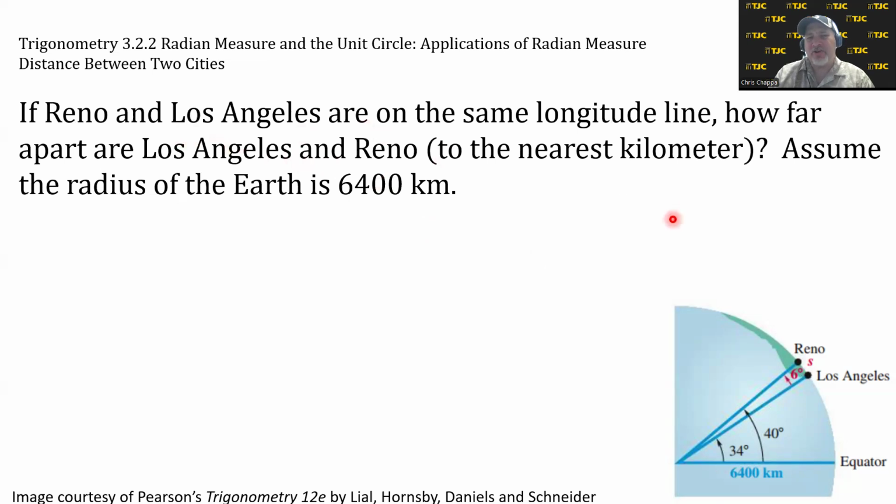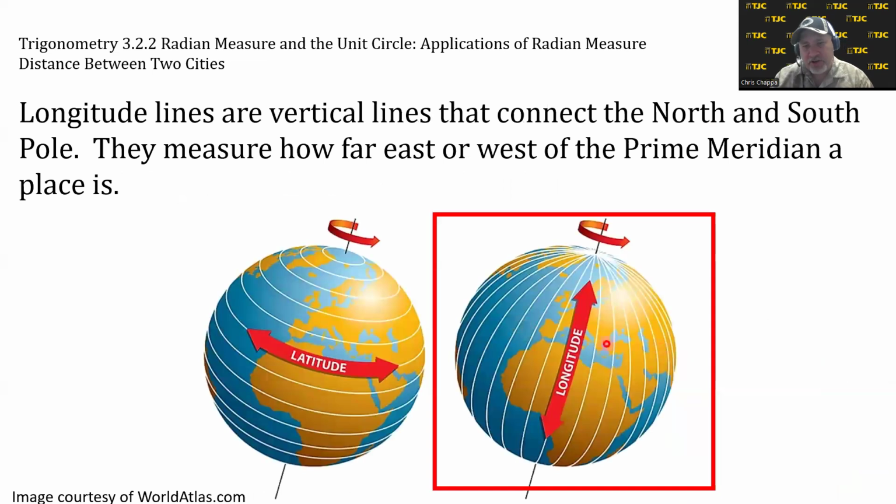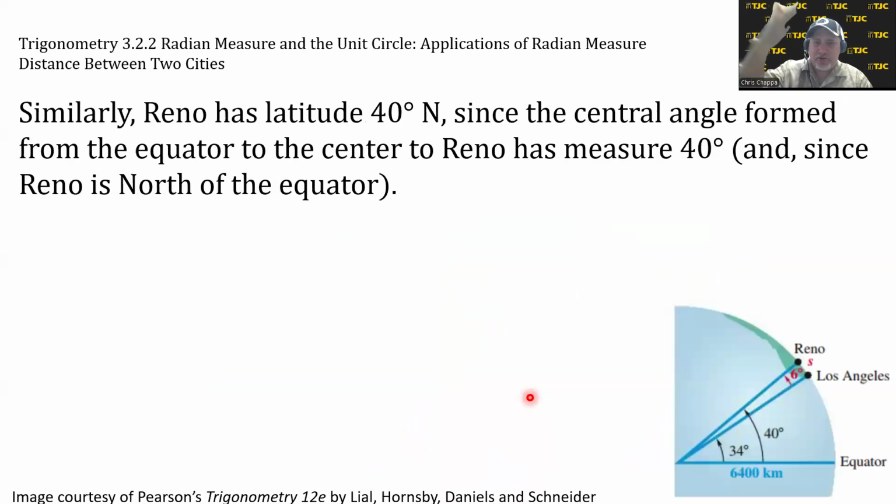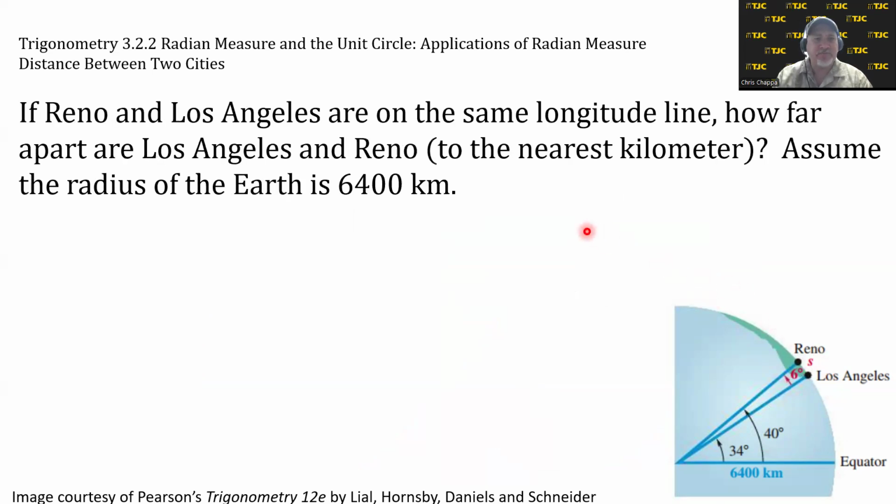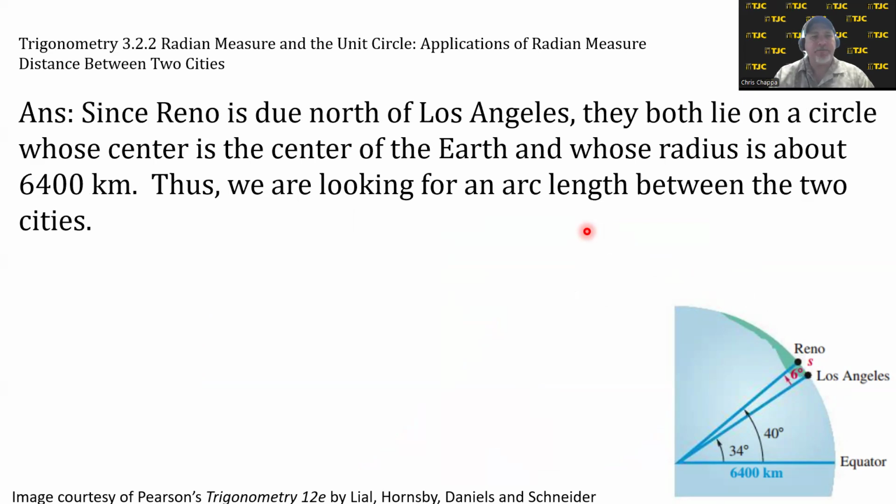If Reno and Los Angeles are on the same longitude line, how far apart are Los Angeles and Reno to the nearest kilometer? Assume the radius of the Earth is 6,400 kilometers. It's important that they're on the same longitude line, because if we go back to this picture, you see that if two things are on the same longitude line, then they are in a circle that includes the North Pole and the South Pole, and hence the center of the Earth. So it's almost like we can cut the Earth, slice it through the center, and find a circle that contains both of these cities. So let's find the distance.